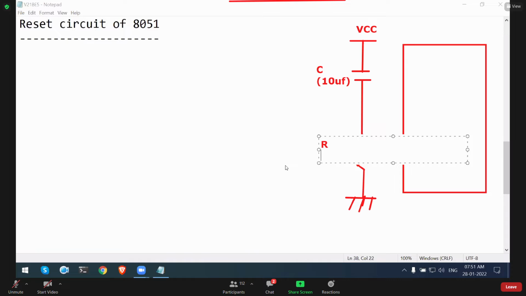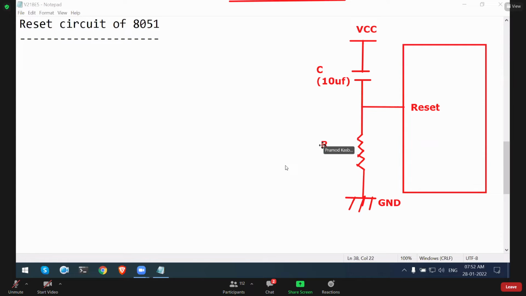Let me check this register value once. This is the ground. And this is the reset circuit. Here you have to connect the reset pin.